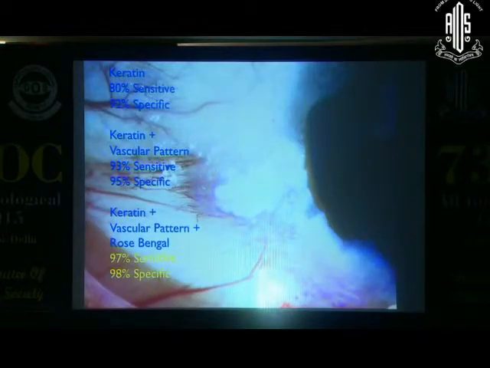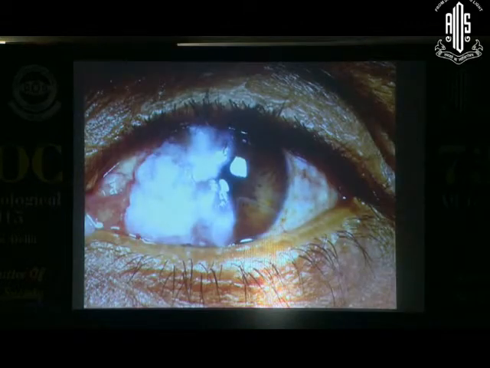Now, we have studied 127 cases, a series of Dr. Hunavar, and we evaluated what are the clinical factors that would give us a clue whether it is a conjunctival invasive squamous cell carcinoma or whether it's any other benign lesion. In fact, we found that the presence of keratin, the vascular pattern that I mentioned, more so the feeder vessels, and Rose Bengal staining, has 97% sensitivity and 98% specificity in differentiating it from a benign lesion like actinic keratosis.